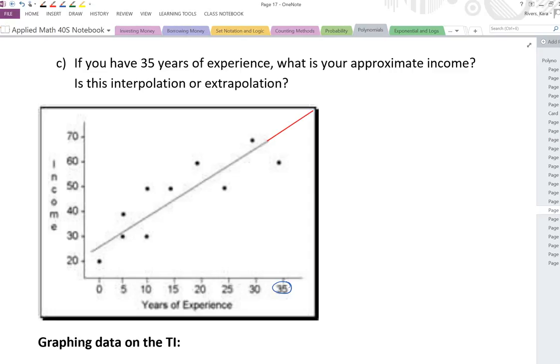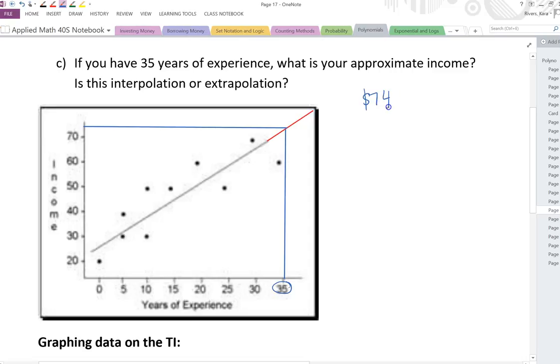Now that we have that, we can use our ruler the same way we did in the previous example to find out and estimate what we need at 35 years. You're going to draw a vertical line up at 35 and draw a horizontal line across to read off the graph. So now you can see if we read off the graph here, that's approximately $74.